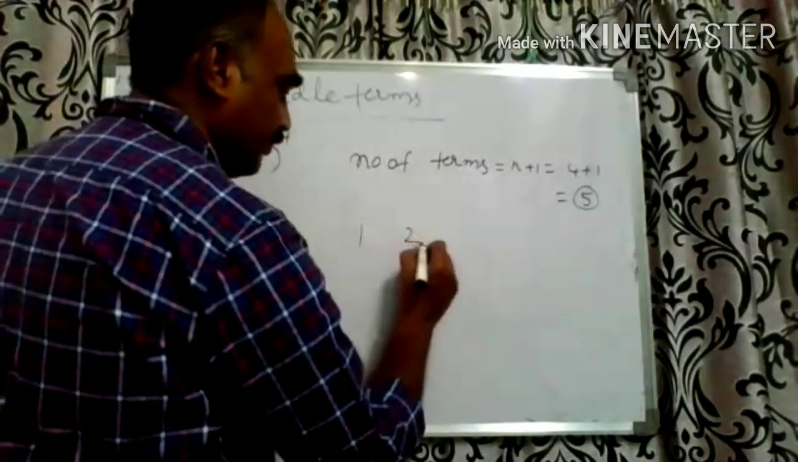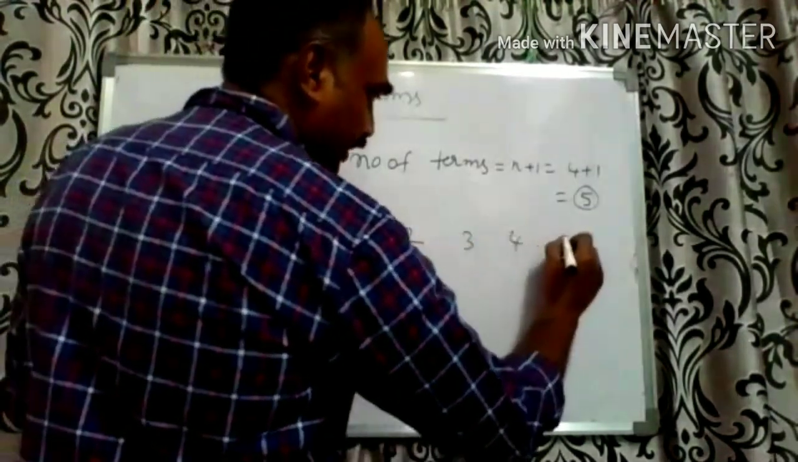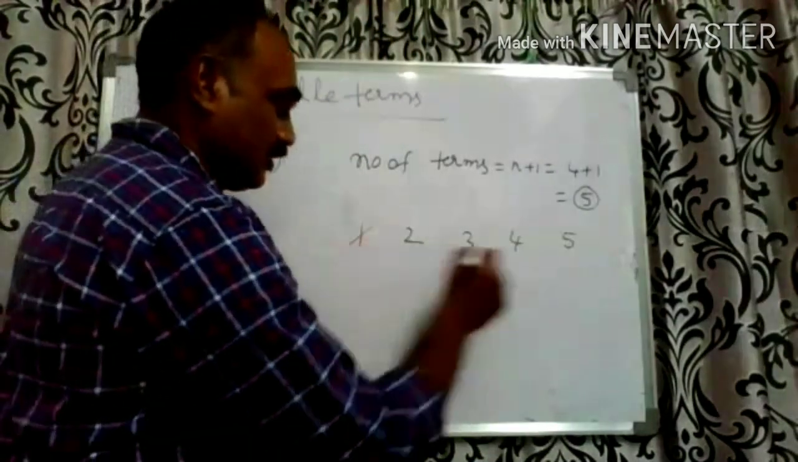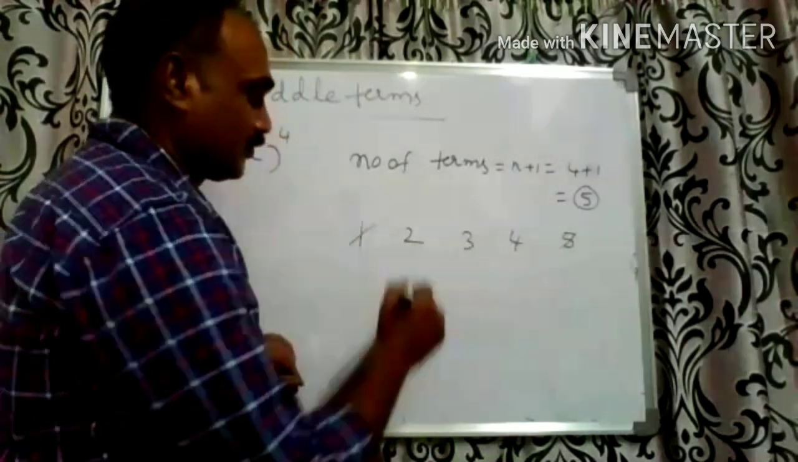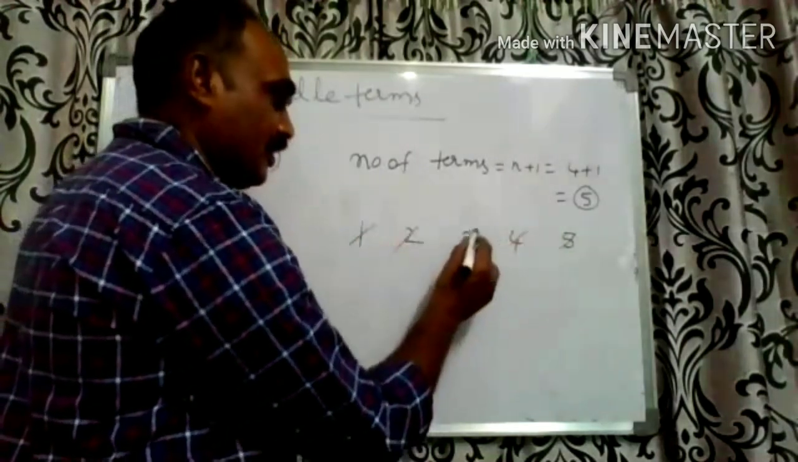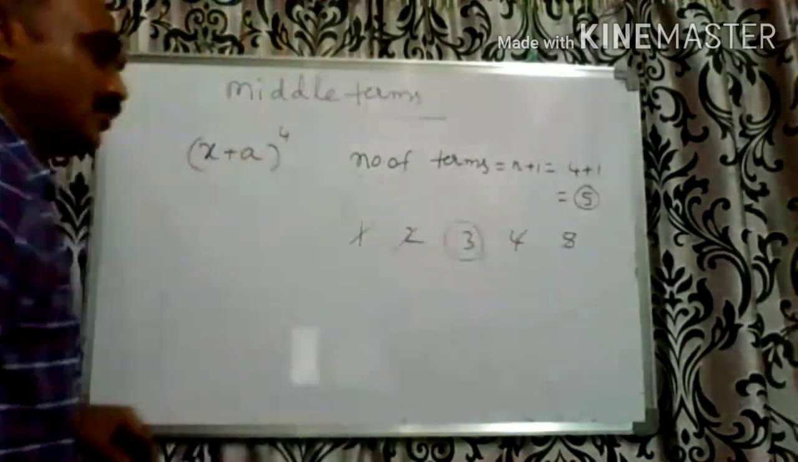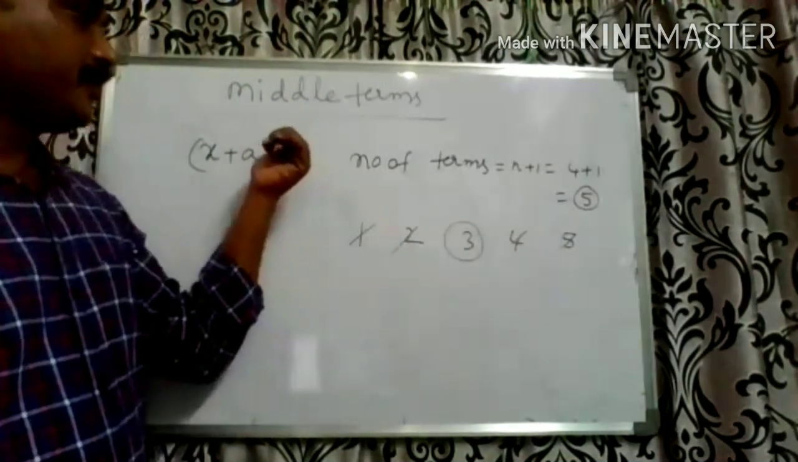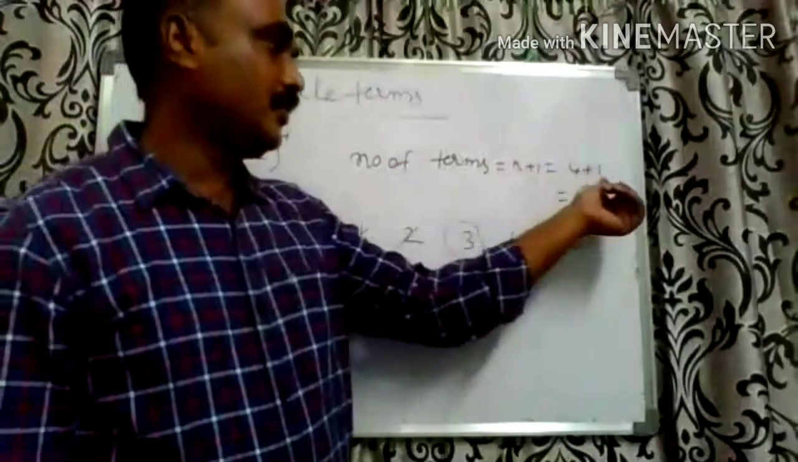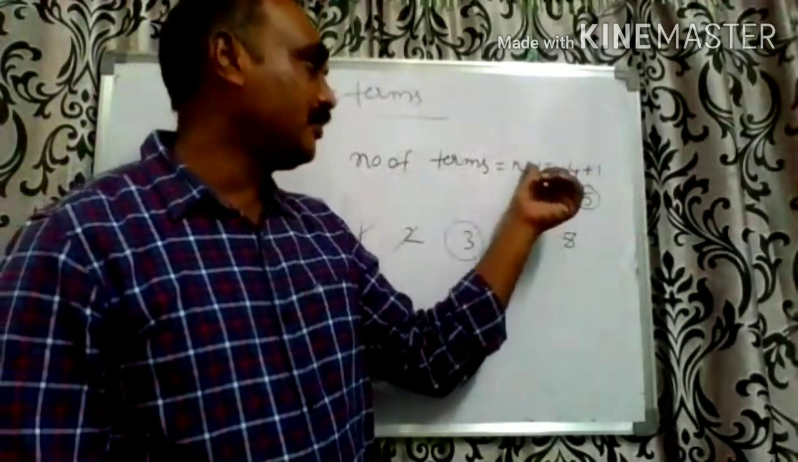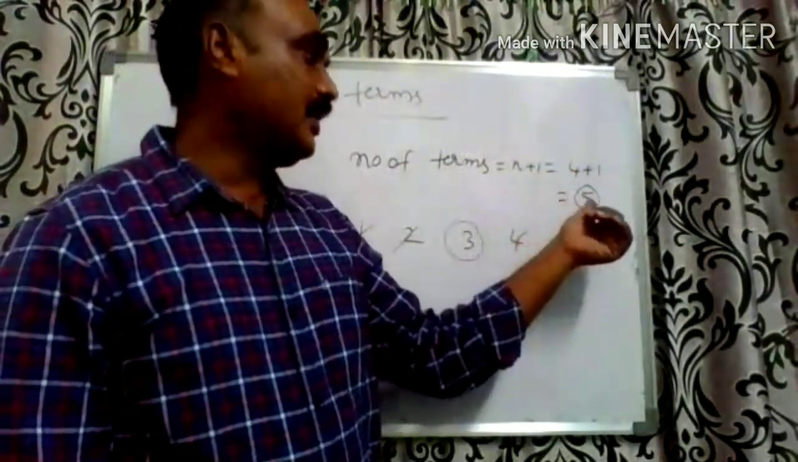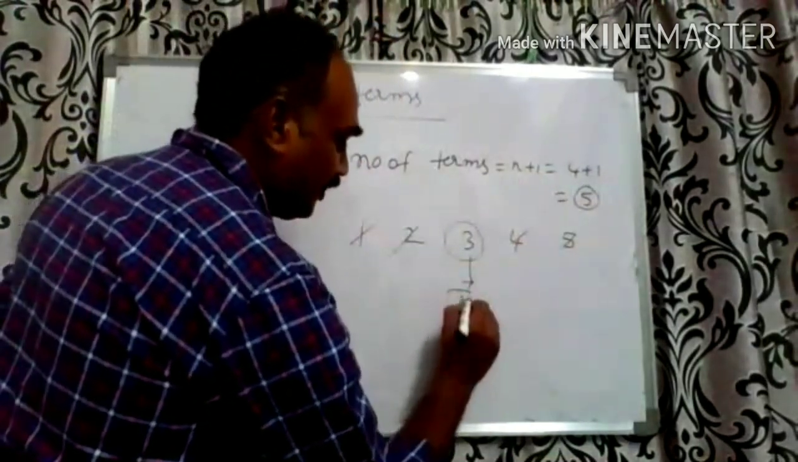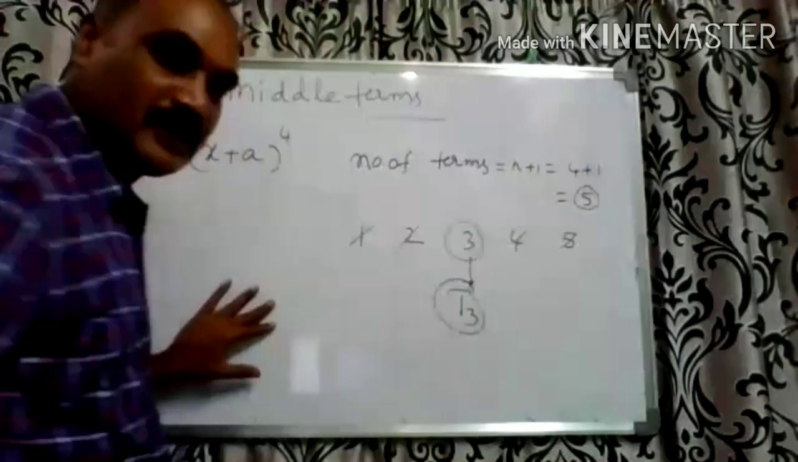Suppose taking 5 numbers: 1, 2, 3, 4, 5. What is the middle term? 1, 5; 2, 4. So 3 is the middle term, and the third term is the middle term. So (x plus a) whole power 4: number of terms is equal to the formula n plus 1, so that is equal to 5. 5 terms, so the middle term is the third term.